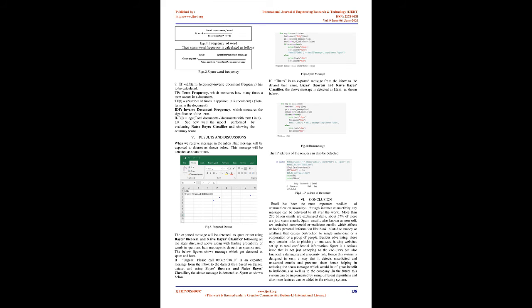TF, term frequency, measures how many times a term occurs in a document. TF(t) equals the number of times t appeared in a document divided by the total terms in the document. IDF, inverse document frequency, measures the significance of the term. IDF(t) equals log of total documents divided by documents with term t in it. 10. See how well the model performed by evaluating the naive Bayes classifier and showing the accuracy score.